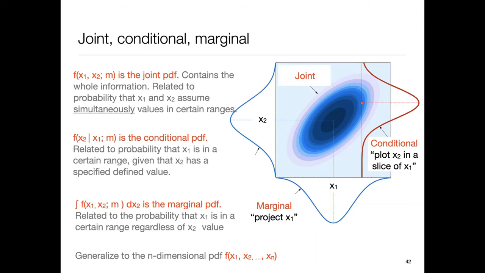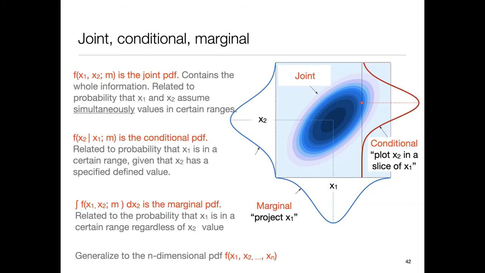It's actually plotting x2 in a slice of x1. I got it the other way around. So you restrict your sample to a narrow range in x1, and you plot the distribution of x2 in that range. And this is called conditional because you're actually imposing a condition on x1, okay?